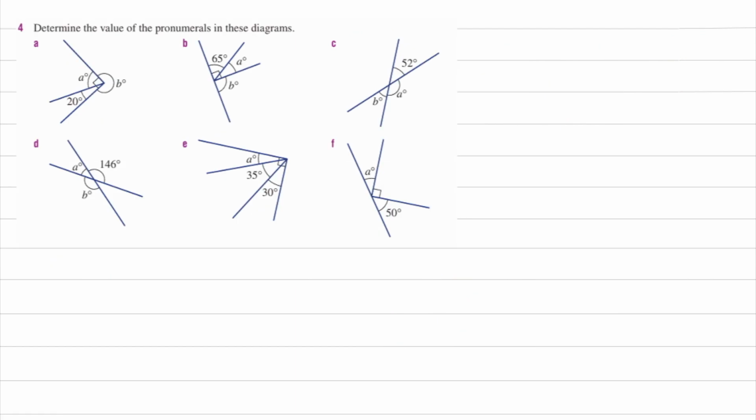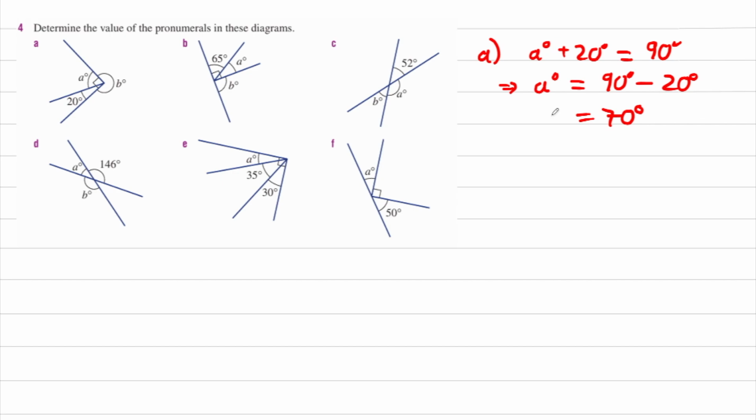Question 4, determine the value of the pronumeral in this diagram. You have questions A and B and 20 degrees. For this diagram, you can see the total of A and 20 is 90 degrees. So A plus 20 degrees equals 90 degrees. It means A degrees will be equal to 90 degrees minus 20 degrees. This is equal to 70 degrees.